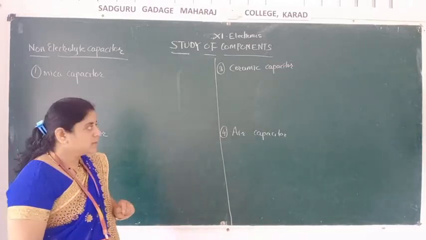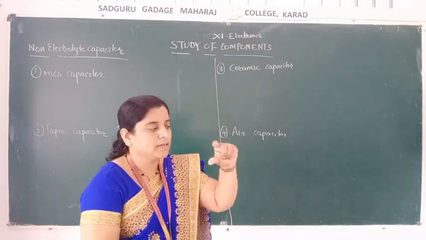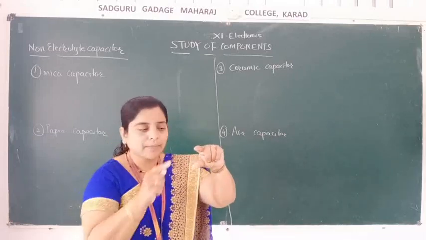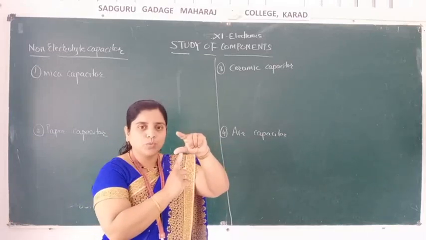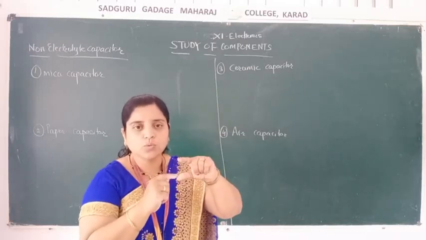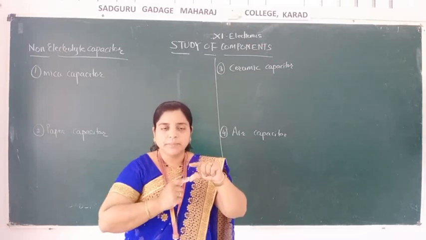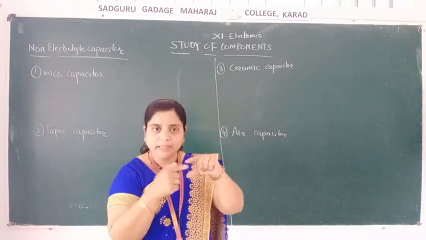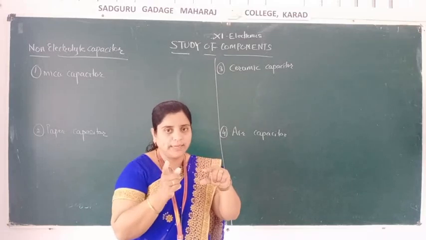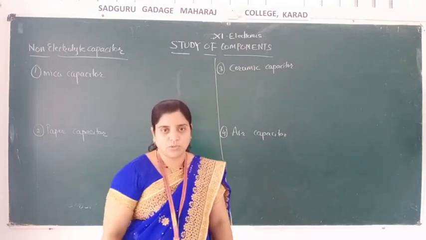The mica capacitor. First of all, tell me what is a capacitor. I have told you a capacitor is nothing but something having two parallel plates, with two terminals. These two plates are conducting plates, which means they allow current to pass through. But the material between these two plates is insulating material. Is that clear? And that insulating material is called the dielectric constant.